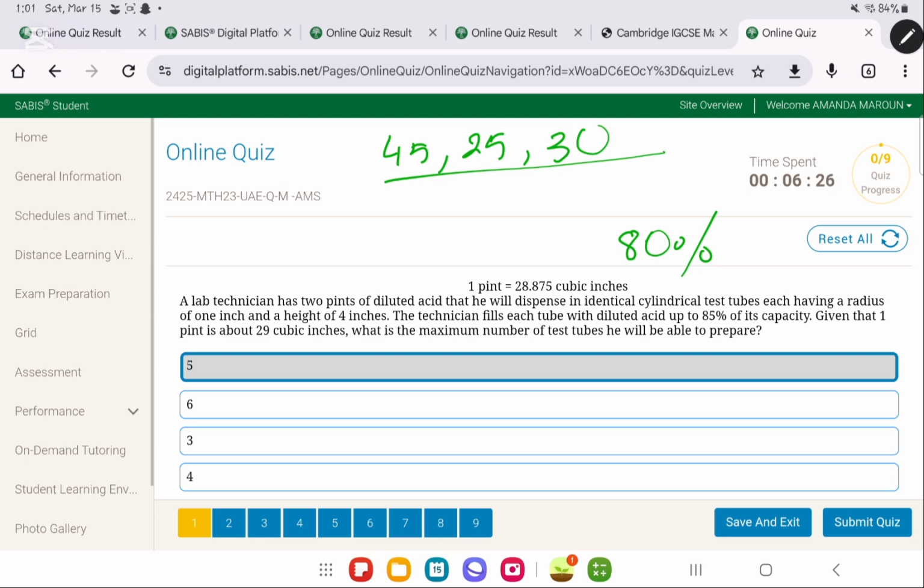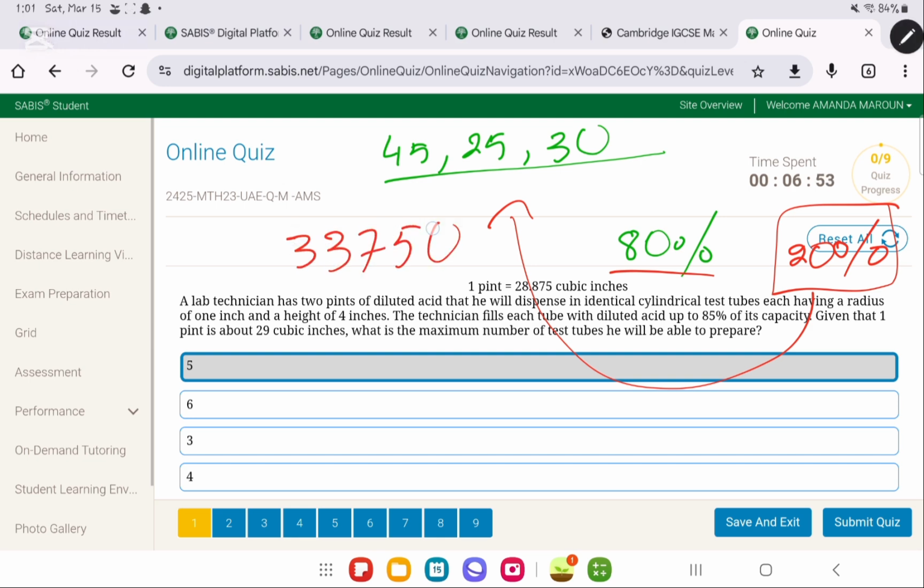So let me explain how it came in the AMS. They said that 80% of the fish tank was already filled. They want to know how many more water bottles he needs to add to fill it to the maximum. If 80% is already filled, how much is left to fill? The 20%. So you should take 20% of the volume of the fish tank. The volume of the fish tank would be 45 times 25 times 30, so it's this number, 33750.